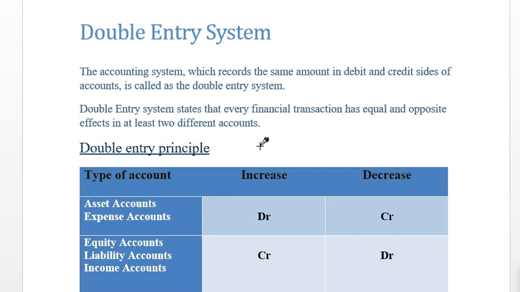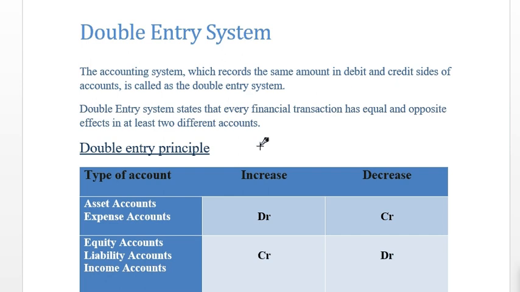Today we are going to discuss the very basic thing of accounting, that is the foundation of accounting, which is called the double entry system. First we'll see what is meant by double entry system. The accounting system which records the same amount in debit and credit sides of accounts can simply be called the double entry system.